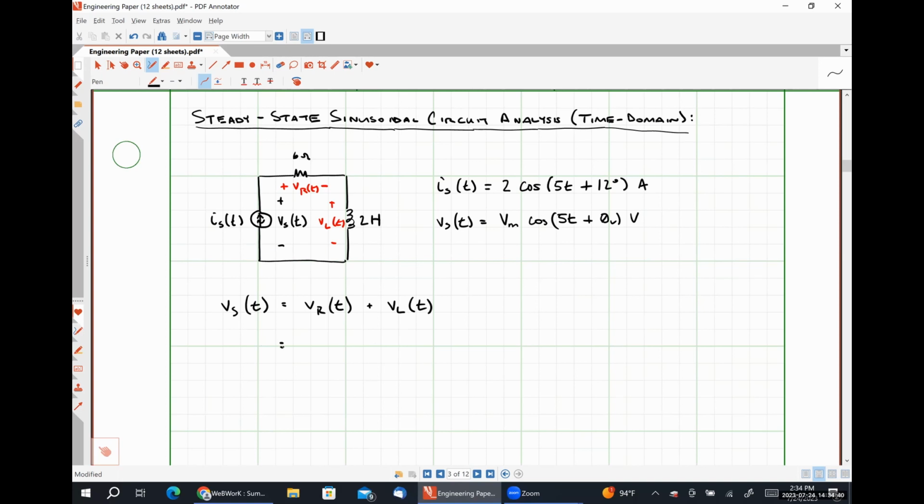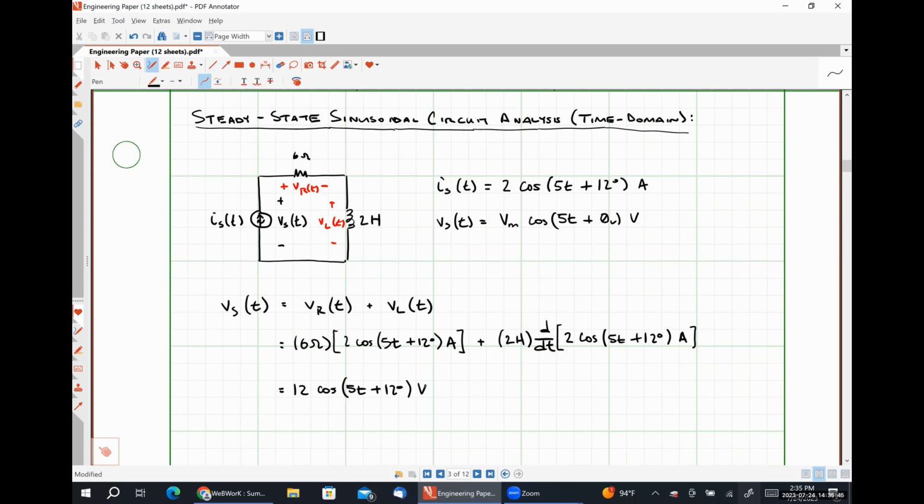I know that VR of t is simply going to be I times R. So that's going to be 6 ohms times that 2 cosine 5t plus 12 degrees amps. And VL of t, that's going to be L times di by dt. So that's going to be 2 Henrys times the derivative with respect to time of that current, 2 cosine 5t plus 12 degrees amps. So 6 times 2 is 12 cosine 5t plus 12 degrees volts.